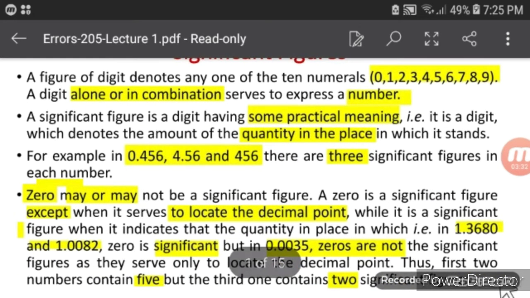Okay, and next is that when it indicates the quantity in a place in which it stands. In 1.3680, the 0 is significant, but in 0.0035, the zeros after the point are not significant. Here in 0.0035, the two zeros are non-significant figures because they are just to locate the decimal point, right? So you can easily calculate the significant digits from there.